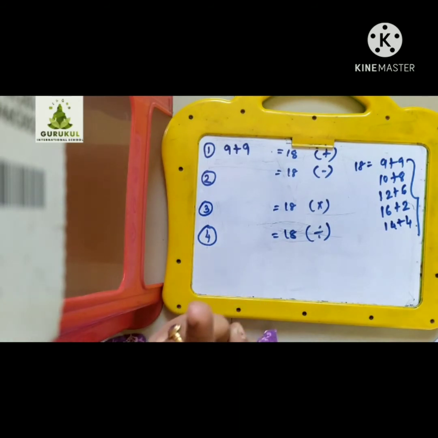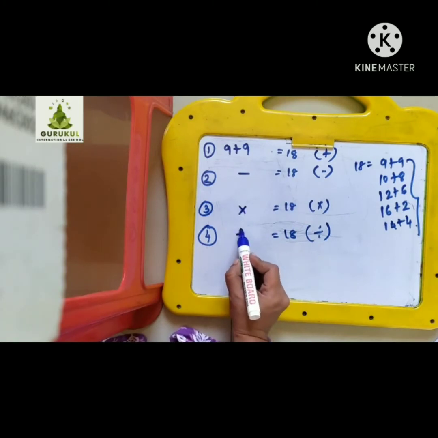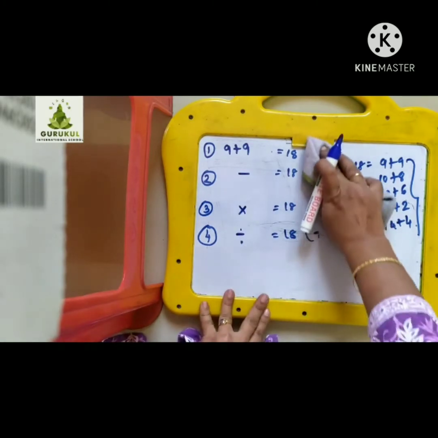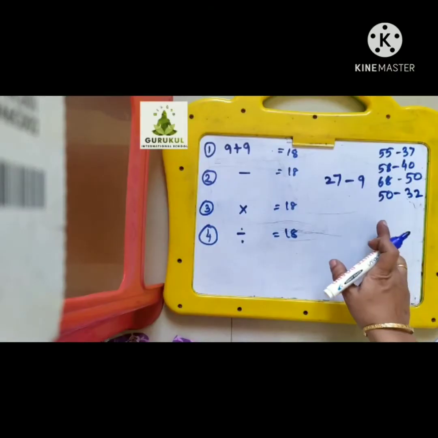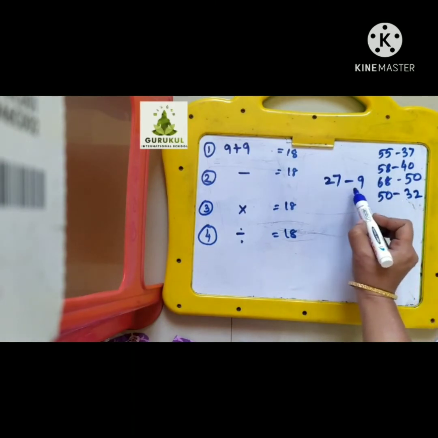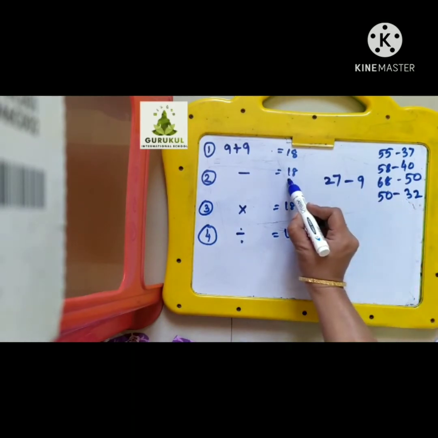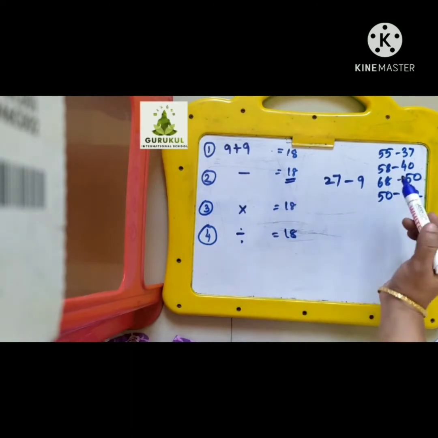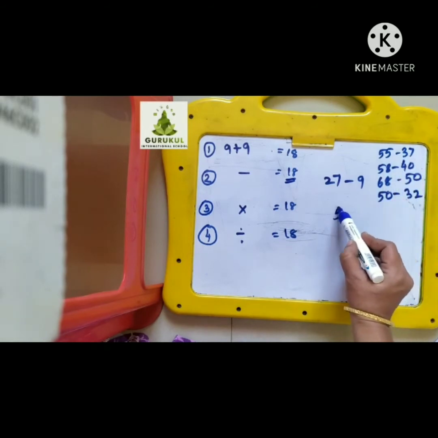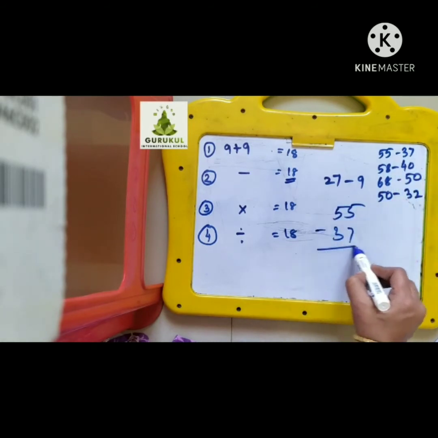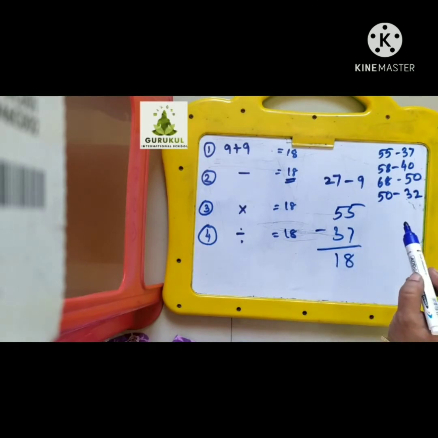Then it is telling you that your answer for subtraction should be also 18. So you decide 2 numbers where you will use the subtraction operation, but your final answer should be 18. Okay. See, we can choose any number again for subtraction so that your answer should be 18. Here are different numbers. For example, 55 minus 37. Okay. If I do this, what answer am I getting is 18. Okay. Then 58 minus 40. 68 minus 50, 50 minus 32.